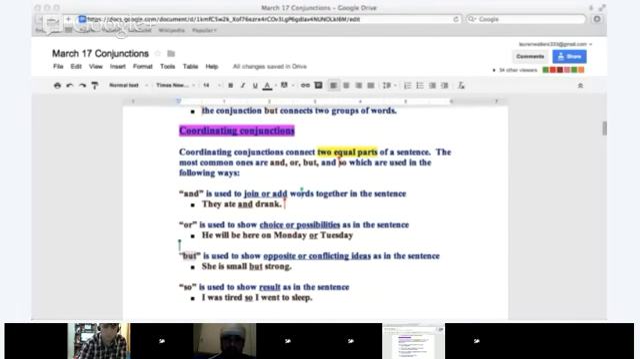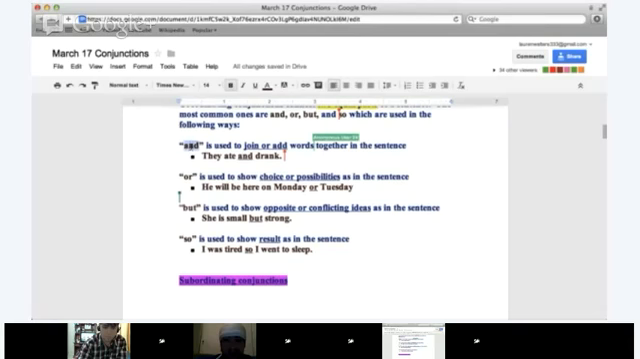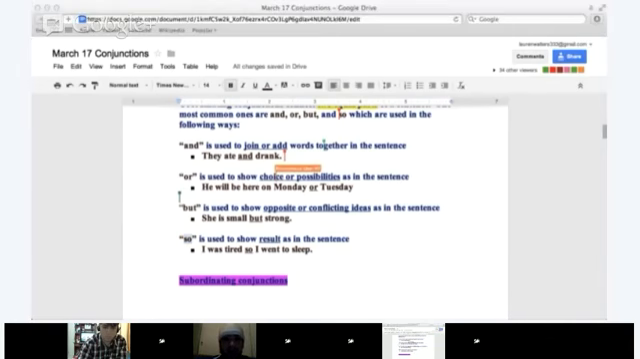And continue, Gianluca. So, so is used to show results in a sentence. I was tired, so I went to sleep. Good. Thank you. So just explaining those again. So you have and, or, but, and so. These are all conjunctions. A conjunction, I'm going to put this in the chat. So a conjunction is a word that connects other words.